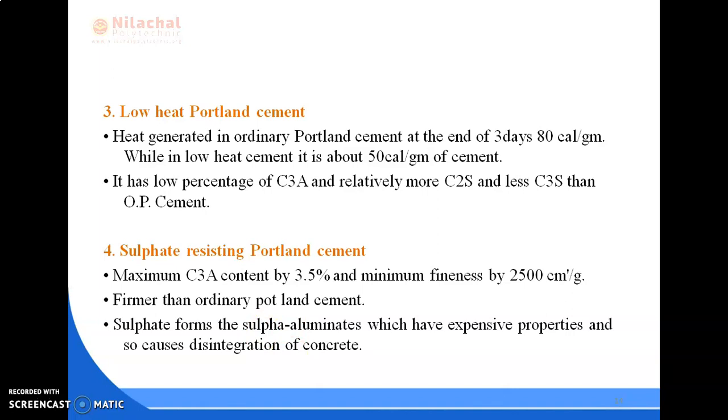Next is sulfate resisting Portland cement. It has a maximum tricalcium aluminate content of 3.5% and a minimum fineness of 2500 square centimeter per gram, so it is finer than OPC. Sulfate forms sulfoaluminates which have expansive properties and so cause disintegration of concrete.